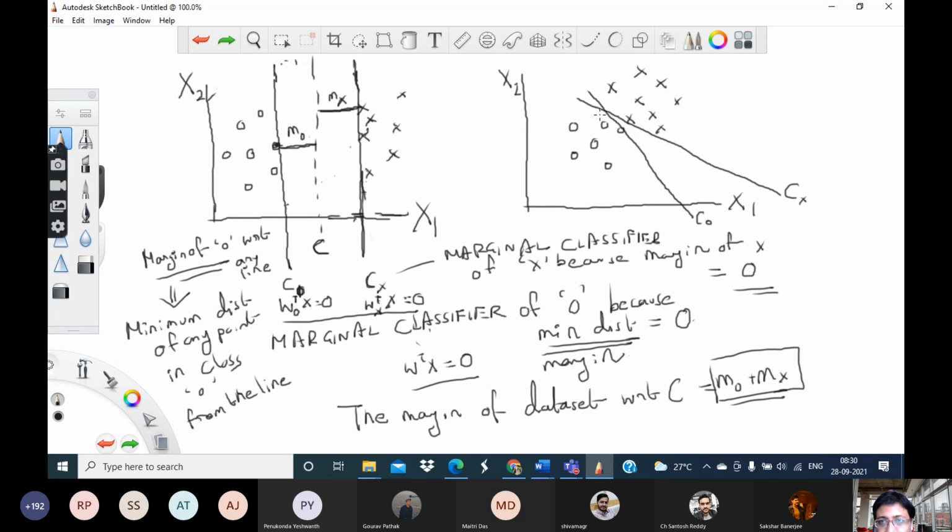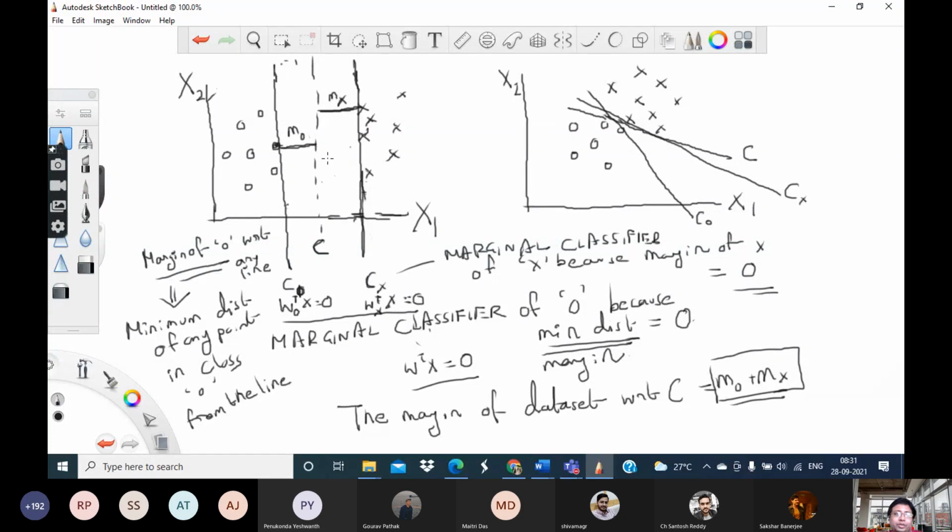Although I'm not able to draw this very convincingly, you can understand that there will be some other C, which is not a marginal classifier, not C circle or Cx, but it will still separate the two classes. But as someone already pointed out, there is very little space between the two classes in this case, so drawing that C is difficult.